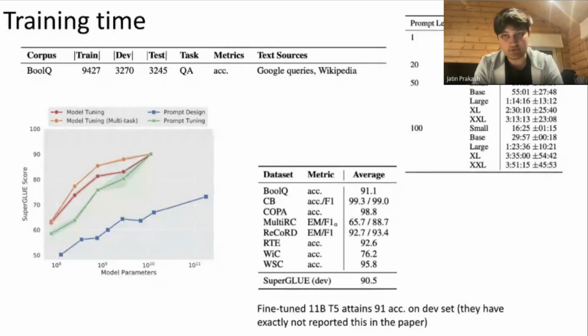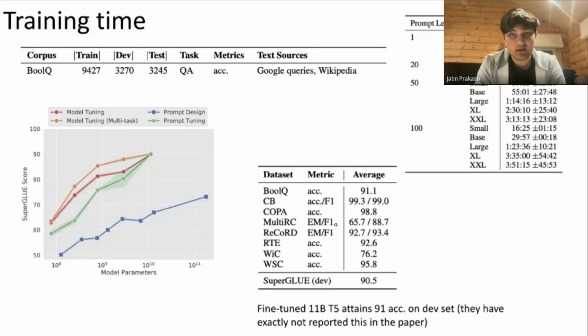So in terms of the numbers on the dev set, the discrete prompt GPT-3 175 billion attains 73.2. A fine-tuned T5 model, which might take days or magnitudes more hours, achieves around 91, but the prompt-tuned 11 billion model attains around 90.5.